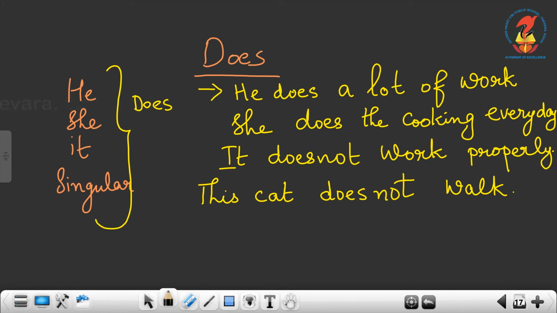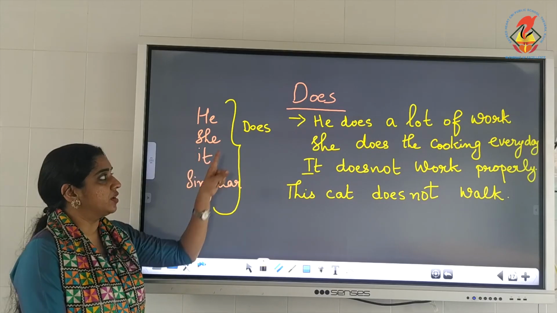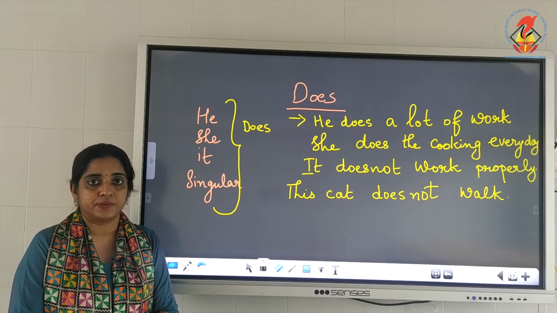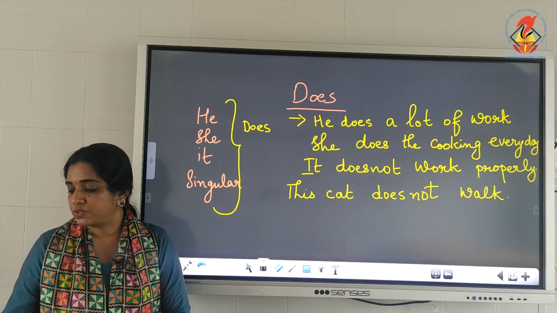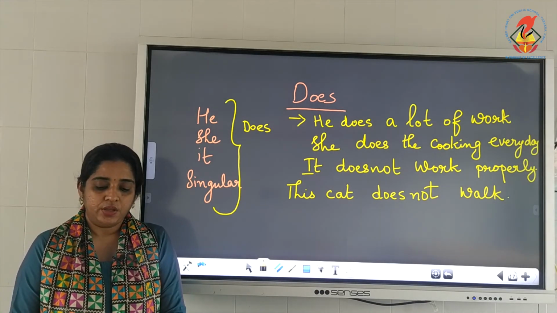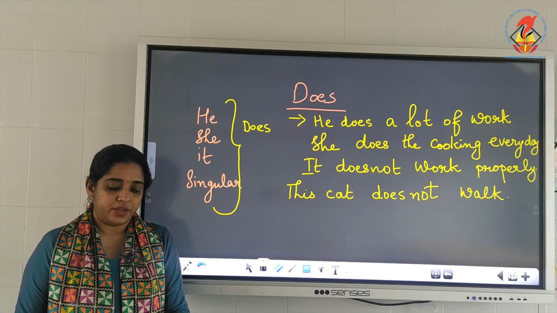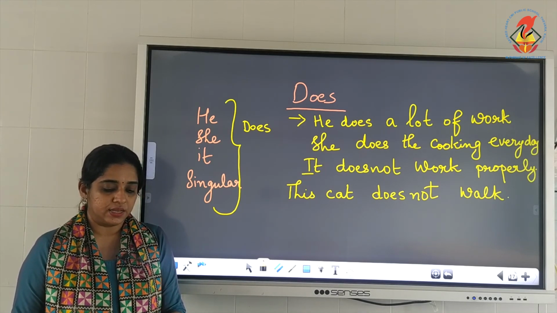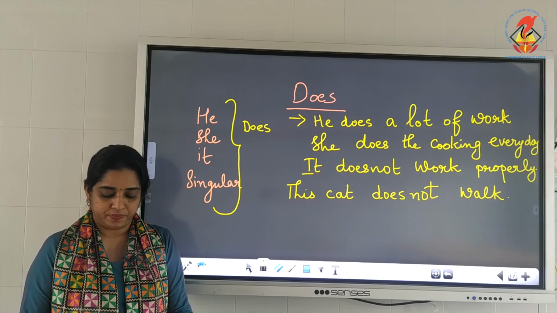Example, he does a lot of work. She does the cooking every day. It does not work properly. This cat does not walk. So, for he, she, it and singular you can use does. So, coming to the exercises in the textbook. Rewrite the sentences in the plural form.